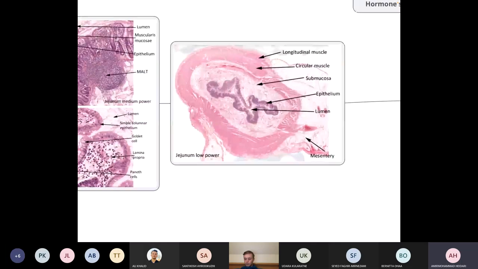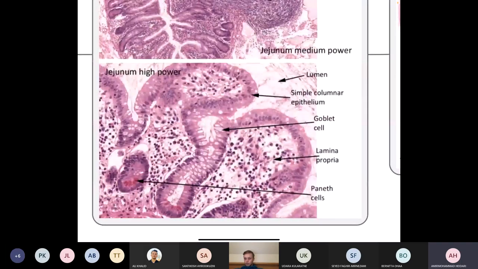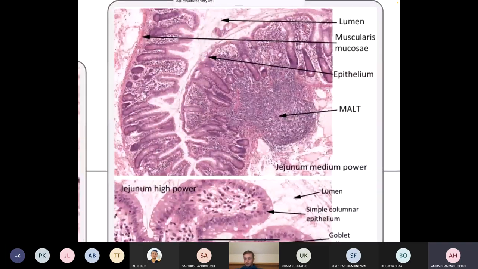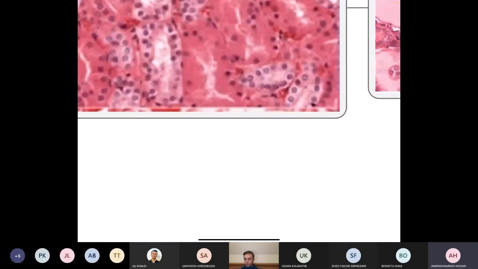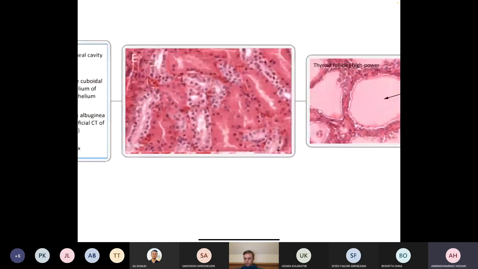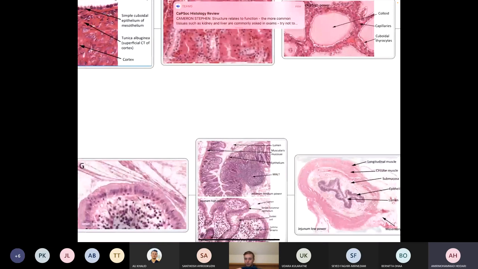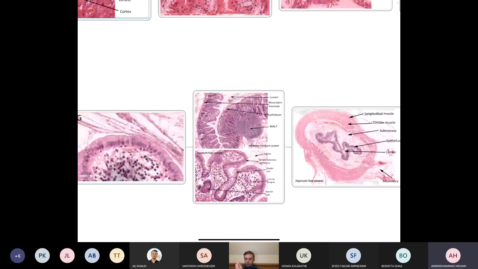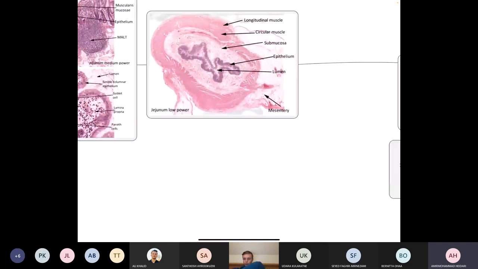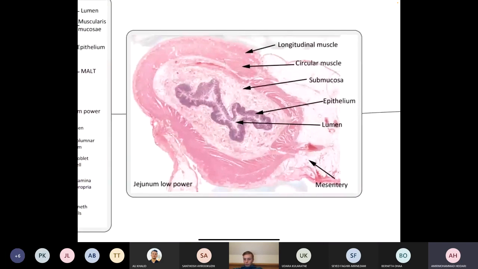because of their height. If you compare this slide and this slide, you would immediately be struck by the fact that these are taller than the other ones. So the jejunum then, very important, do cover this for your own revision. But basically the jejunum epithelium is simple columnar.